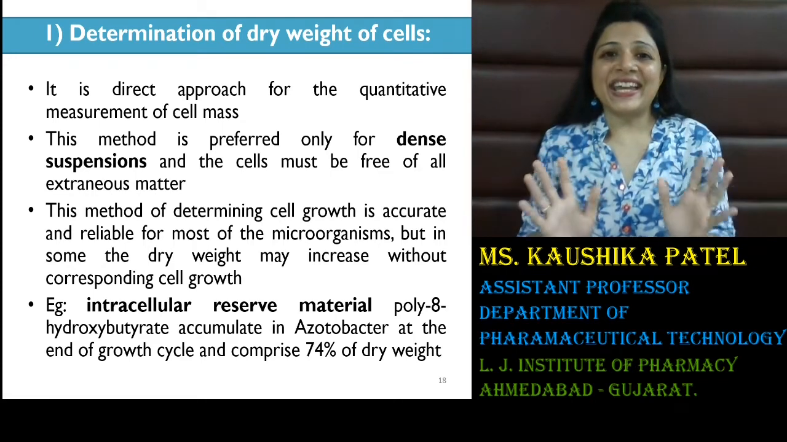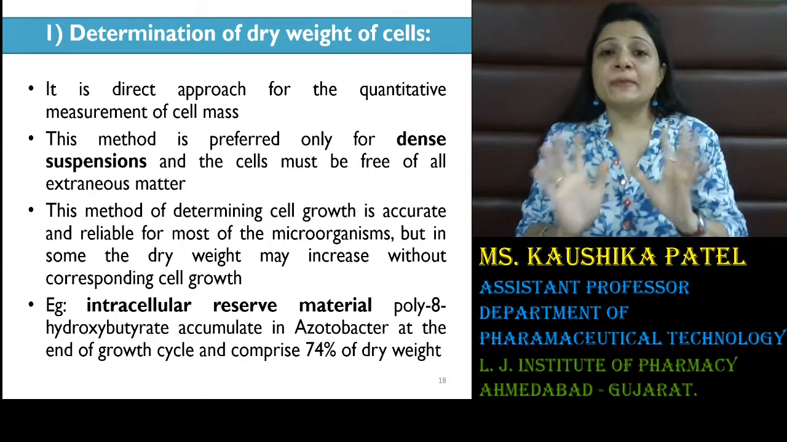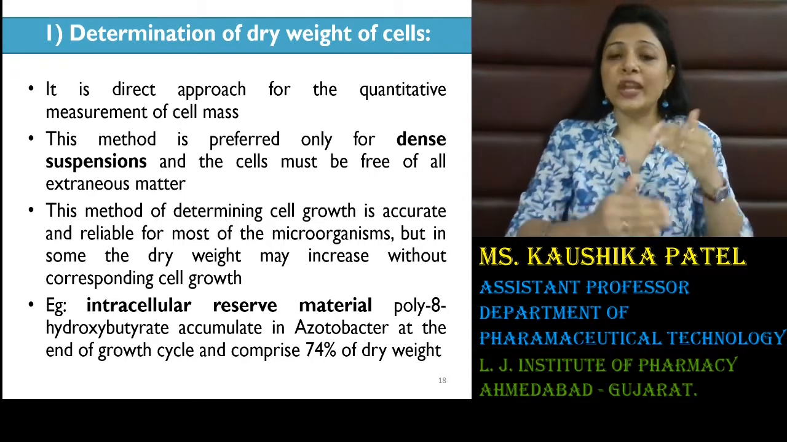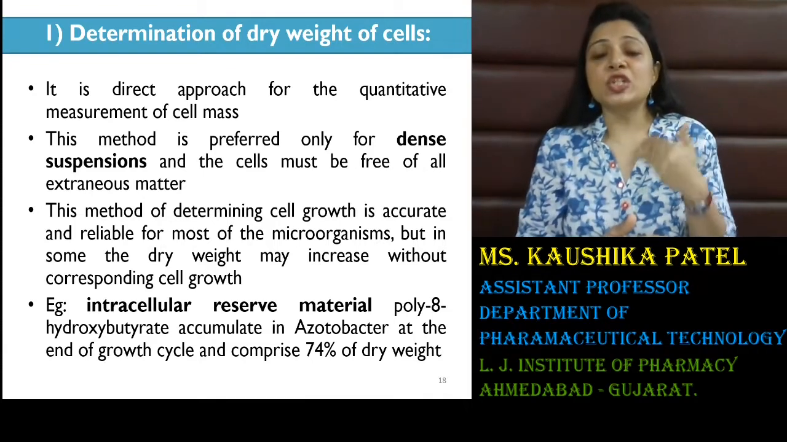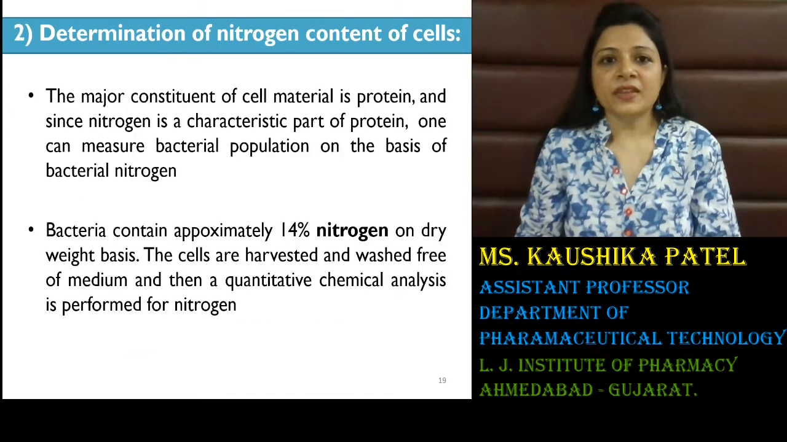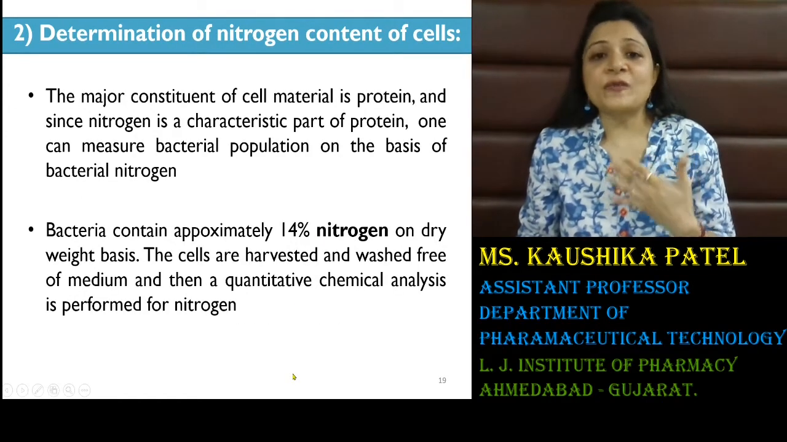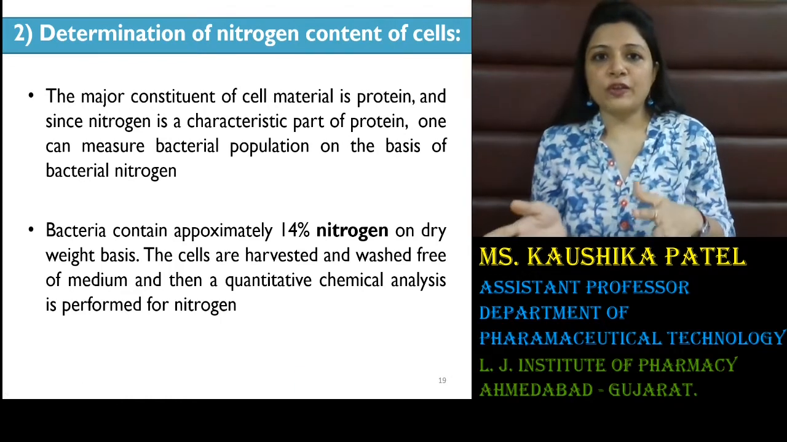You should take care that only cells are present in the sample and any extraneous matter generated by the bacterial cells is not present. Otherwise, the weight of that extraneous material will also be counted in the total weight of the cells. Second is the determination of nitrogen content of cells. Now, this is an extension or modification of the first method.